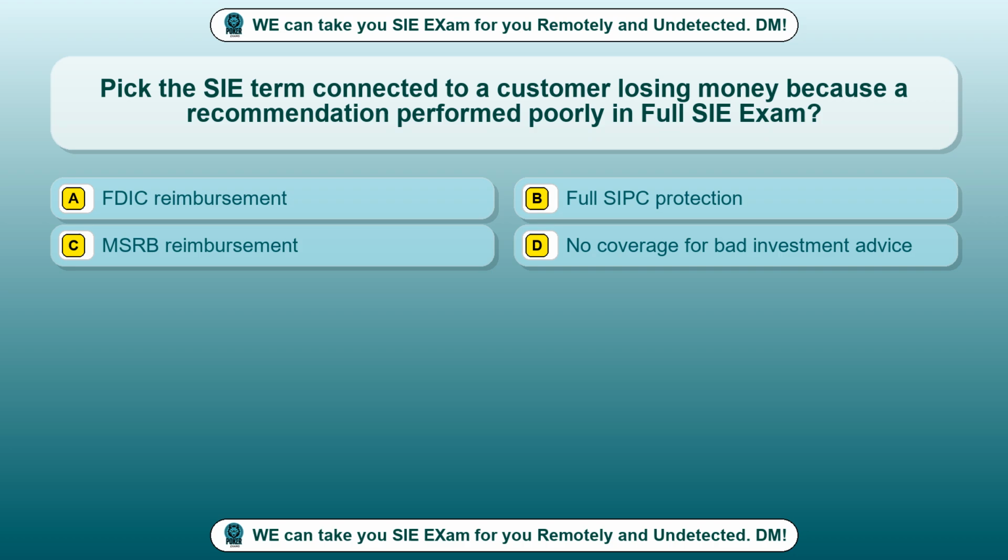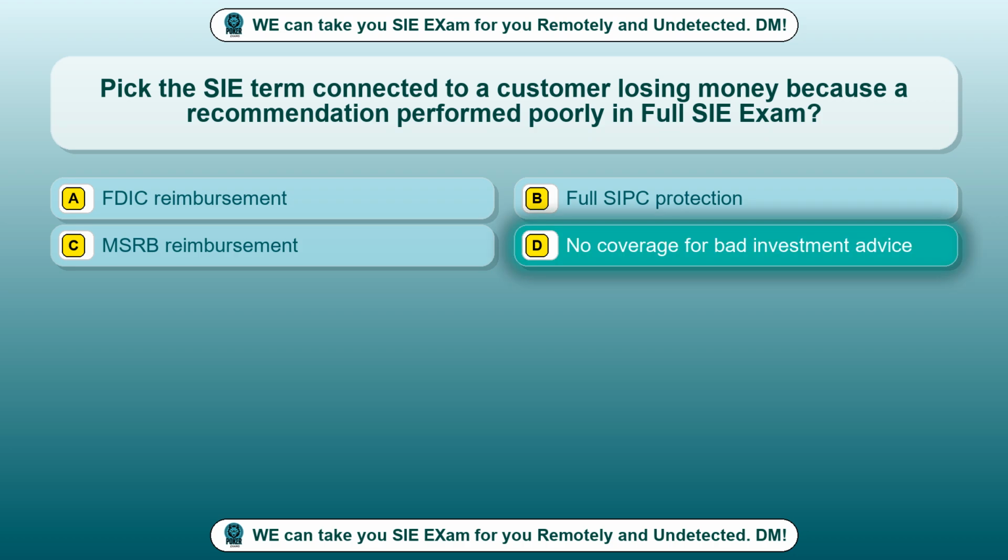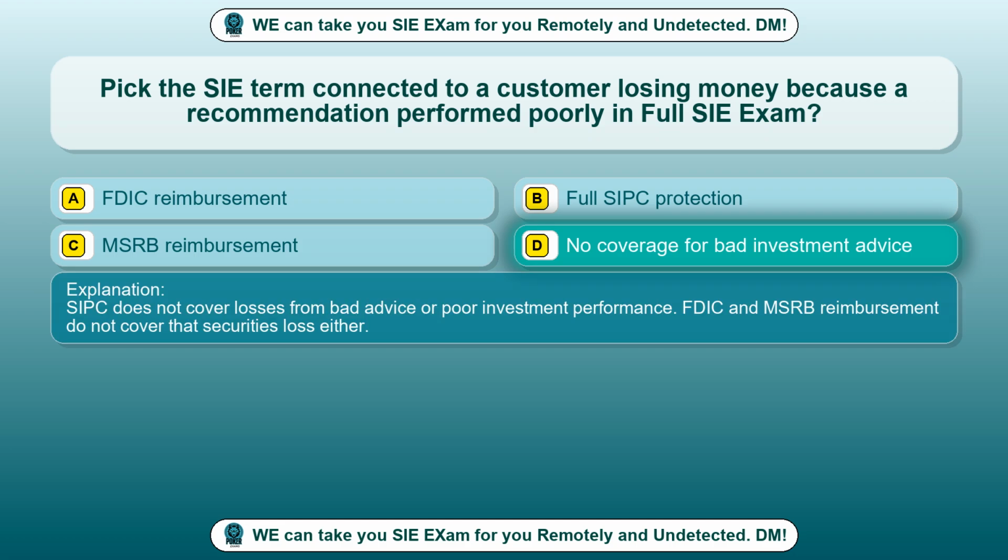Option B. Full SIPC protection. Option C. MSRB reimbursement. Option D. No coverage for bad investment advice. The correct answer is option D. No coverage for bad investment advice. SIPC does not cover losses from bad advice or poor investment performance. FDIC and MSRB reimbursement do not cover that securities loss either.